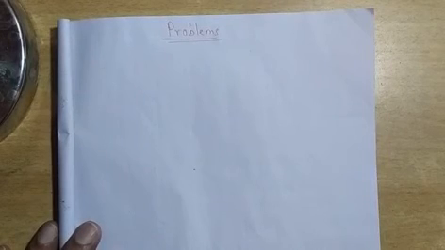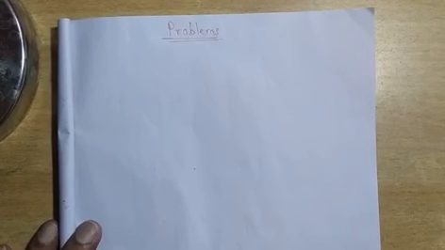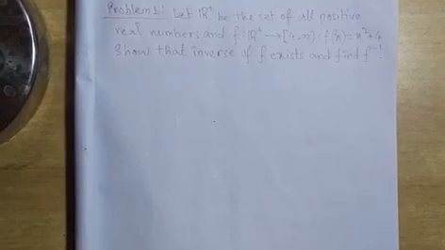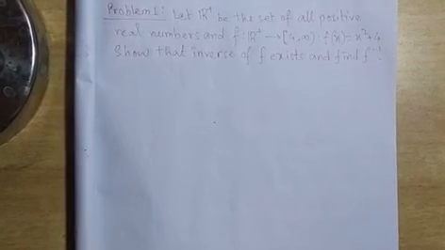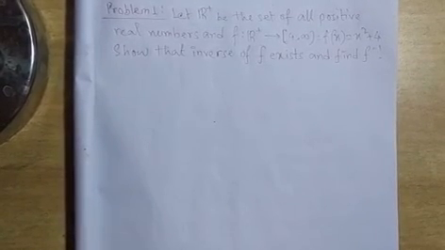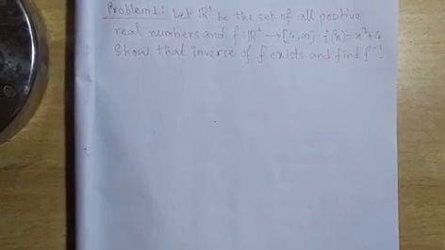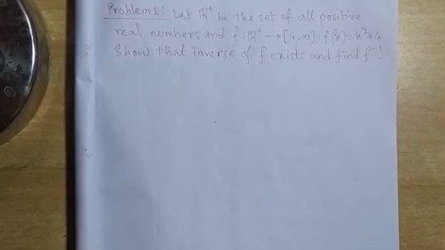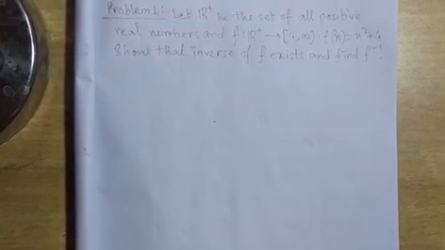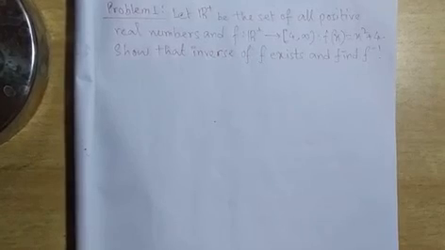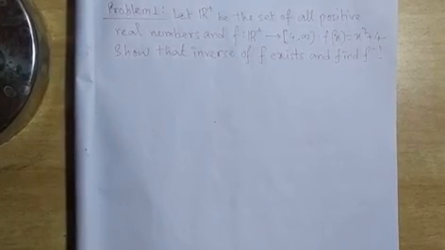Okay, so in this video we will try to solve some problems on functions regarding one-one, onto, bijective and invertible functions. So let us take the first problem. Let R plus be the set of all positive real numbers and f from R plus to the closed interval [4, infinity) such that f(x) = x square plus 4. Show that the inverse of f exists and find f inverse.